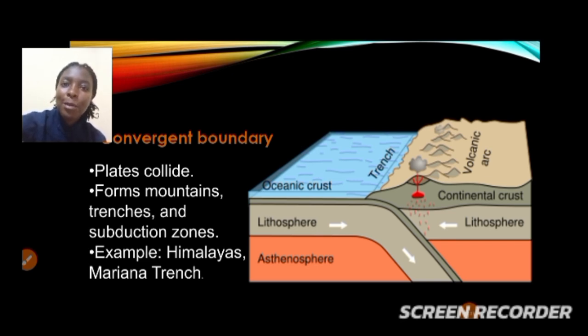Have you heard of the Mariana Trench? We've seen the Mariana Trench, which continues forming. So it's formed by a convergent boundary. Here you can see the trench, the mountain, the crust in the lithosphere, and the ocean crust. So due to the oceanic crust and the continental crust coming together, this force and sliding past each other, forming the mountains or the trenches.